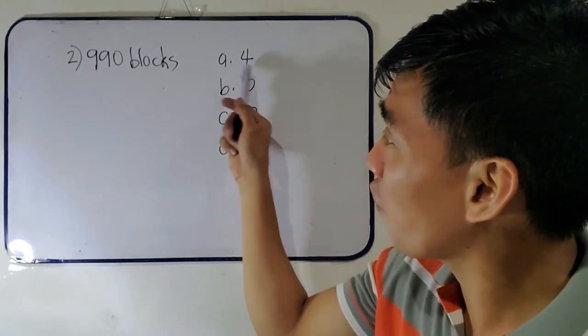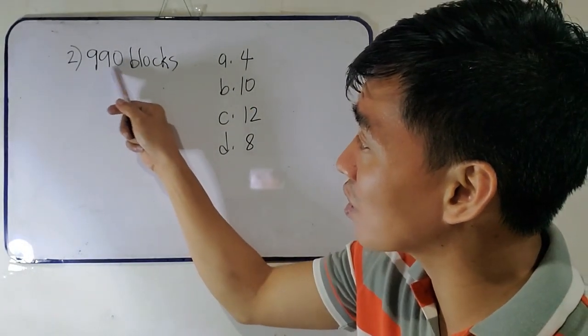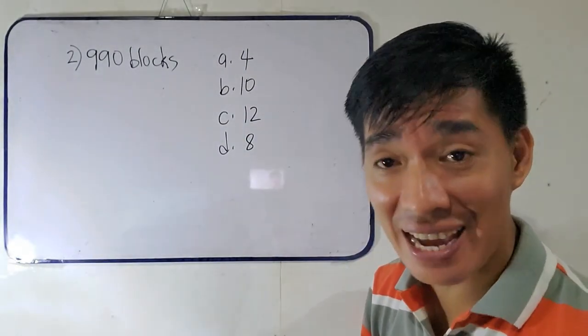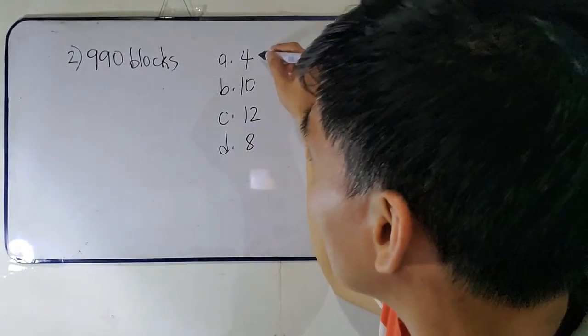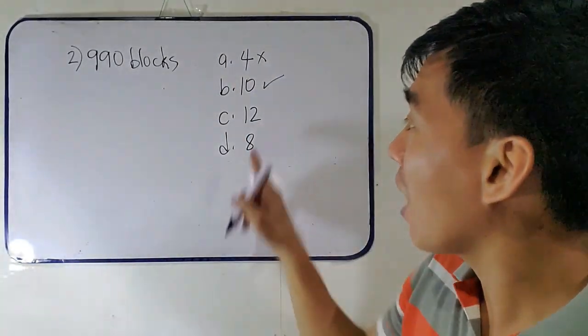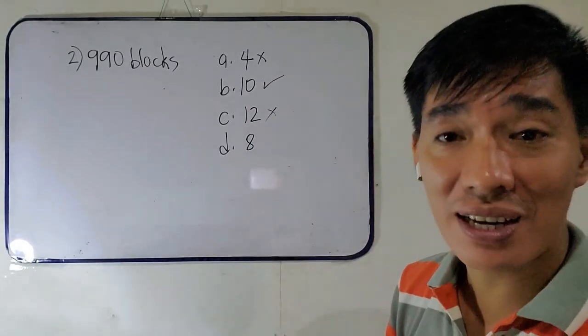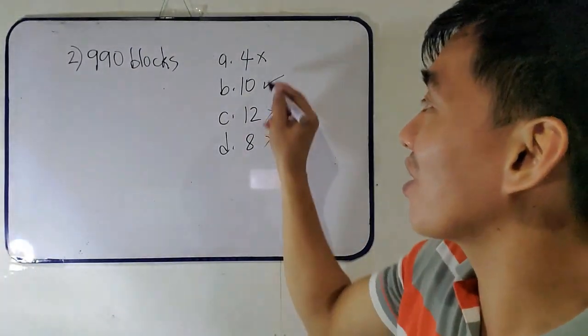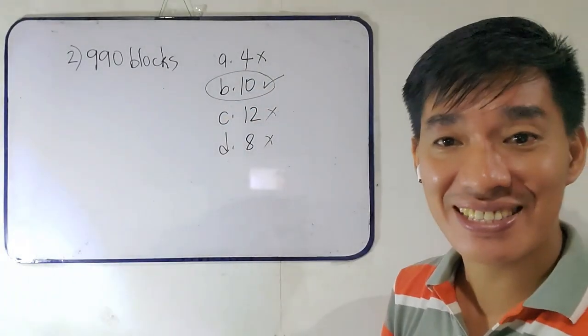So this time, let's try to think to what number 990 is divisible. Okay, for 4, are the last two digits here, 9 and 0, divisible by 4, or is 90 divisible by 4? Obviously not. How about by 10? Obviously that's divisible by 10. How about by 12? For sure that's not. And for 8, that's also not divisible by 8. So the correct answer is letter B, 10.